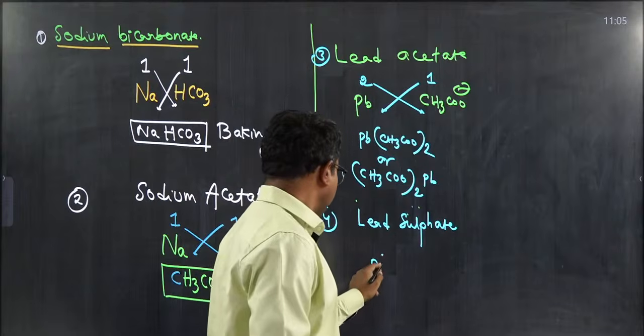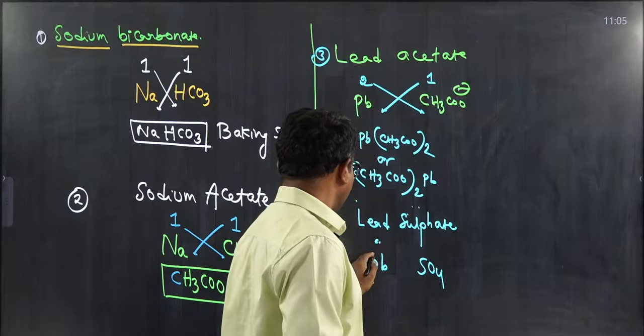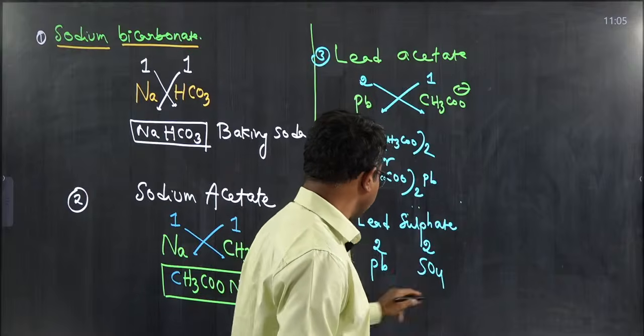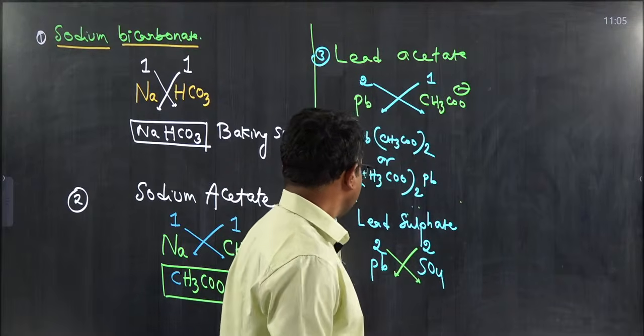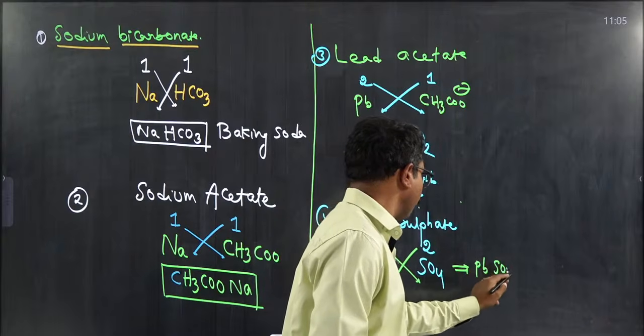As usual, lead symbol is Pb and sulfate symbol is SO4. Valencies of Pb and SO4 are 2 respectively. And the formula of lead sulfate is PbSO4.